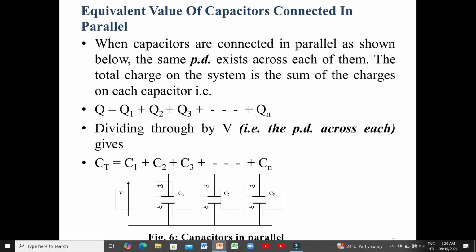Likewise, if capacitors are connected in parallel, another thing happens. So we say, when capacitors are connected in parallel, as shown in Fig 6, the same potential difference exists across each of them. The total charge on the system is therefore the sum of the charges on each capacitor. That is, Qt will be equal to Q1 plus Q2 plus Q3 till you get to Qn. Dividing through by V, that is the potential difference across each, gives Ct equal to C1 plus C2 plus C3 and so on.